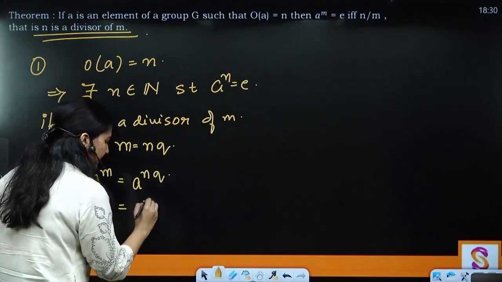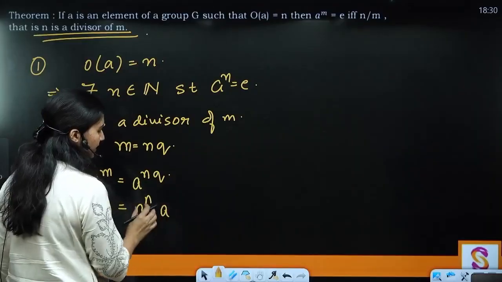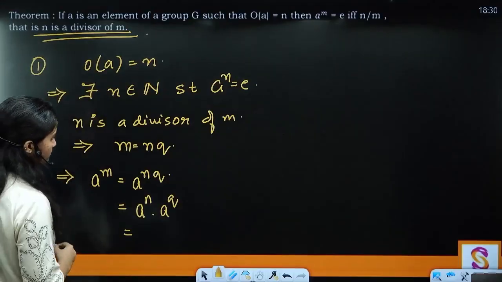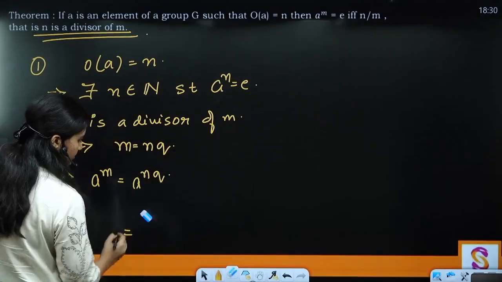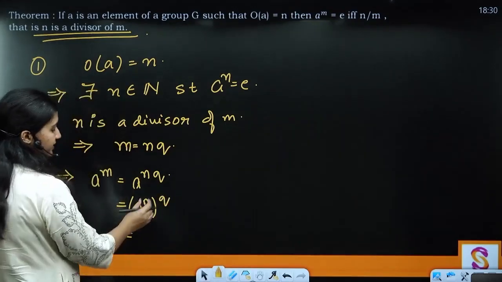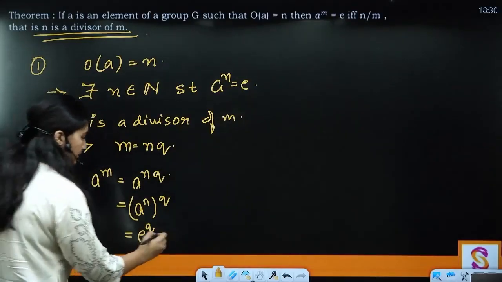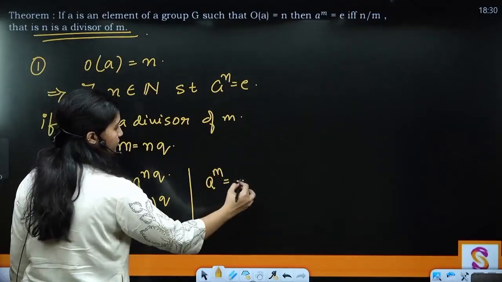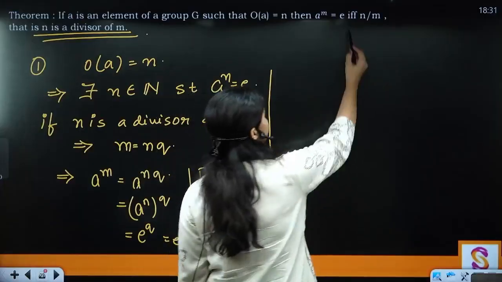From here I can say that a raised to the power nq can be written as a raised to the power n whole to the power q, and a raised to the power n is equal to what? Identity. So this is going to be e raised to the power q, which is nothing but e, right? So from here we can say that a raised to the power m is also equal to e only. Now let's take the other way around, because it is an if and only if condition.